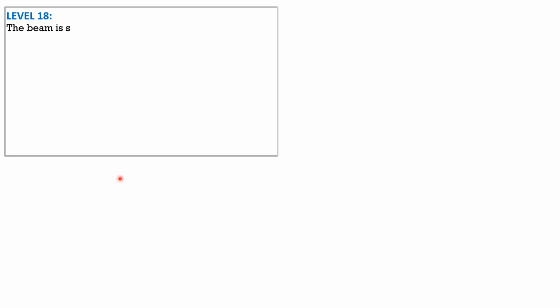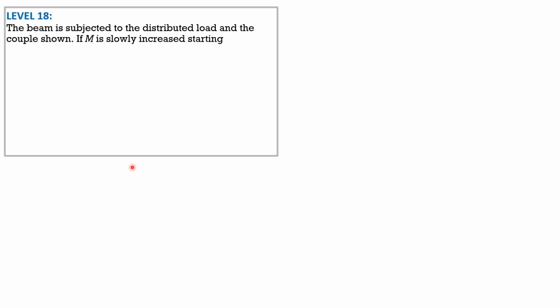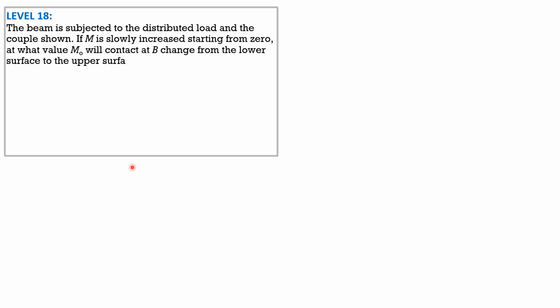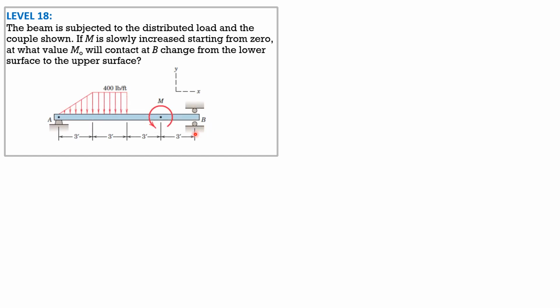Level 18. The beam is subjected to the distributed load and the couple shown. If M is slowly increased starting from 0, at what value M0 will contact at B change from the lower surface to the upper surface? So that happens when the reaction at B diminishes to 0. So it will be 0, the reaction at B.